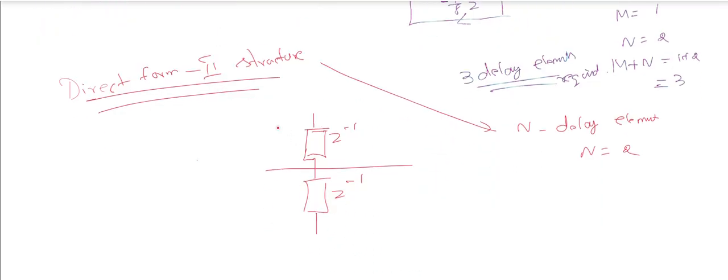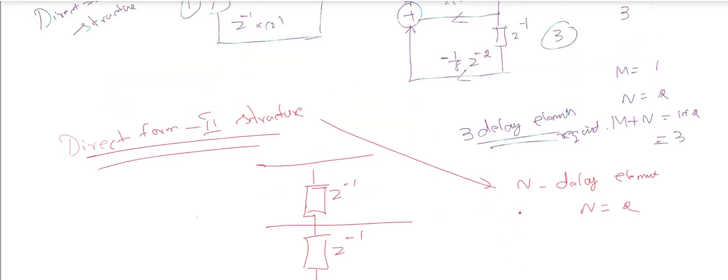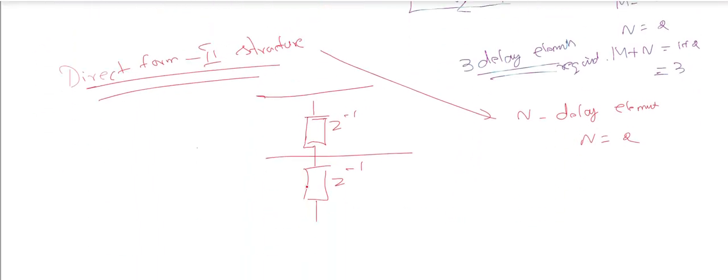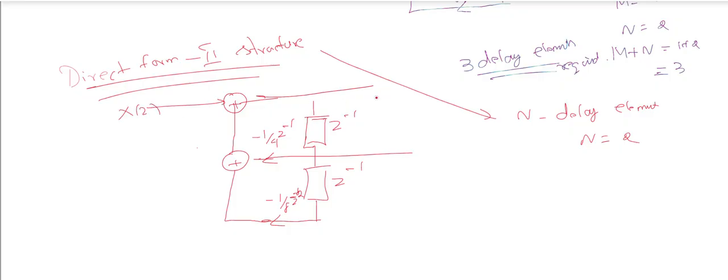So on the left-hand side, what will the coefficients be? All pole first. What are the poles? The poles are 1 minus, these are the poles. Minus 1 by 4, minus 1 by 8. So these are the poles: minus 1 by 4 z inverse. The other pole is minus 1 by 8, sorry, 2 delay elements z minus 2, delayed by 2. So this is the all-pole system. X of z. This is Y of z.